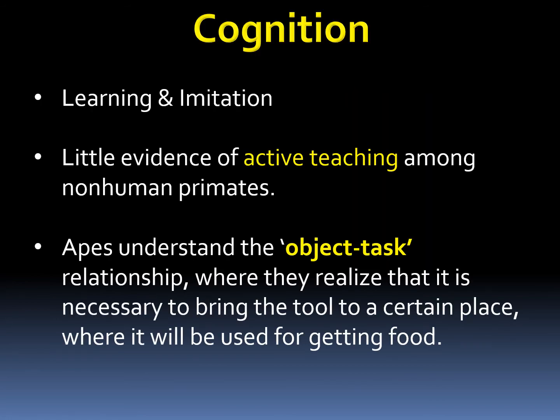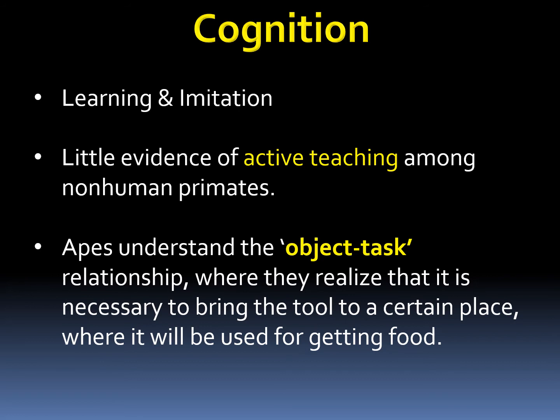In terms of cognition, most primates are capable of learning and imitation, but there is little evidence of active teaching among primates. So it's that whole concept of monkey see, monkey do, right? They're able to watch someone do something and copy it, but one chimpanzee is not capable of teaching another chimpanzee a certain technique for something, right?